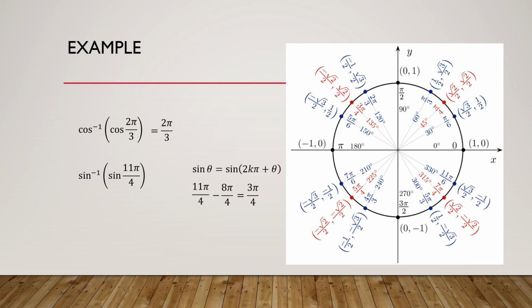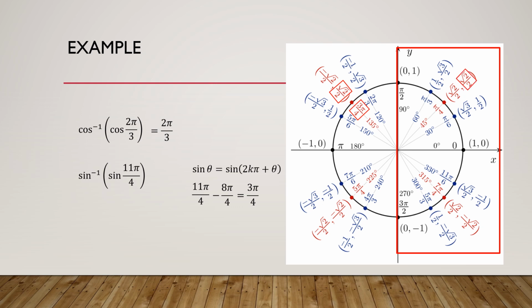Referring to the unit circle, sine 3π/4 equals the square root of 2 over 2. The arcsine of the square root of 2 over 2, using the range from negative π/2 to π/2, is π/4.